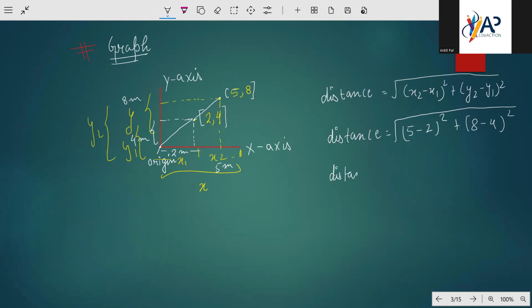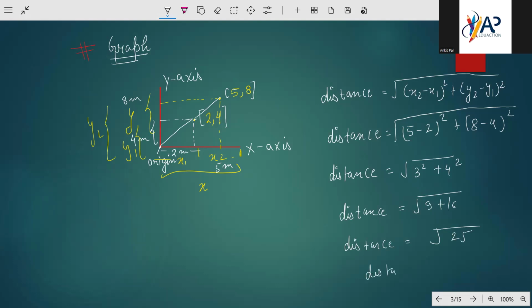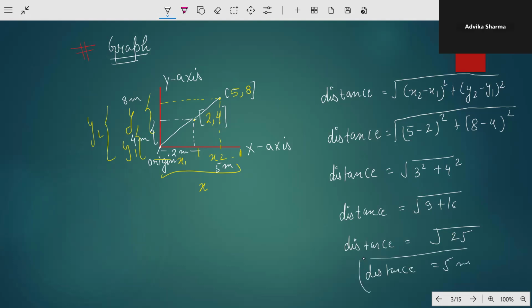The distance is under the root 3 square plus 4 square, which becomes how much? 3 square is 9 and 16. It becomes root 25, which is 5. Right? Yeah. This is the distance we have to calculate.